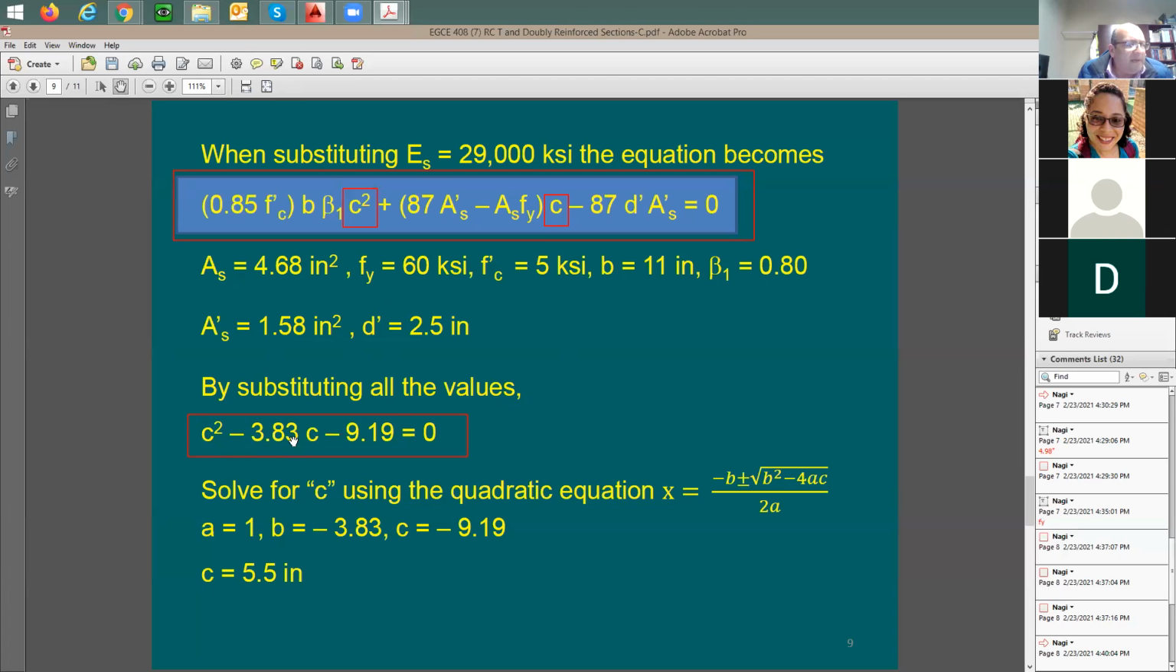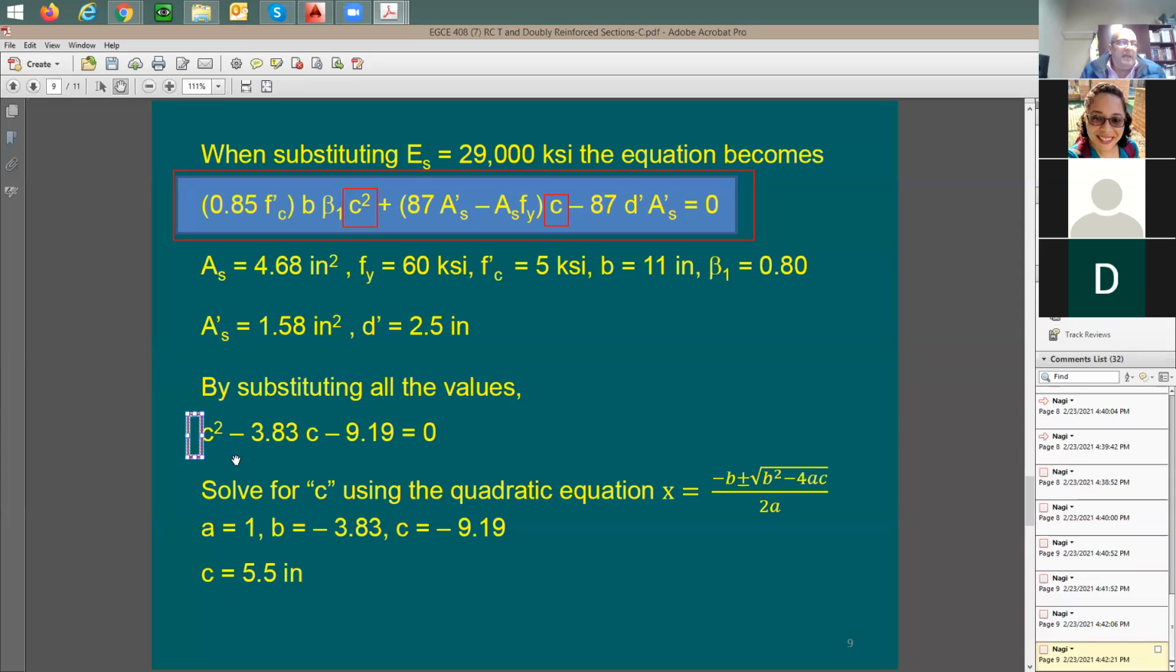Don't forget that this c here is the neutral axis depth. It is not the c that goes in this quadratic equation. I want to be sure that you are not confused between this c and that c. This c that you're looking at here is actually this term, which is negative 9.19. So for this quadratic equation, a is going to be equal to 1. Now this a is not the compression block depth. This is a for the quadratic equation. This a is equal to 1. b is negative 3.83, your b value. And this is your c value, negative 9.19.